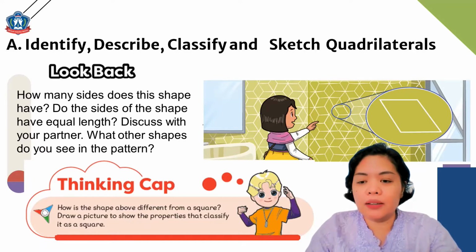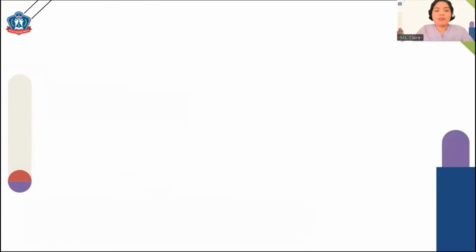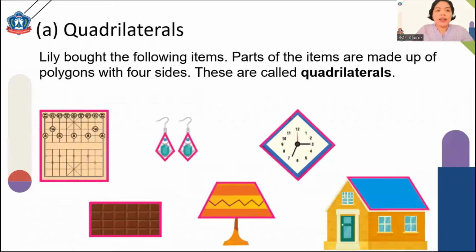So let's move on. Okay, let's start about quadrilaterals. Look at these pictures. Lily bought the following items. Parts of the items are made up of polygons with 4 sides. These polygons are called quadrilaterals. Remember P6, when we say polygons, they are 2D shapes that consist of only straight lines. But if the polygons consist of only 4 sides, they are called quadrilaterals. Let's check one by one.